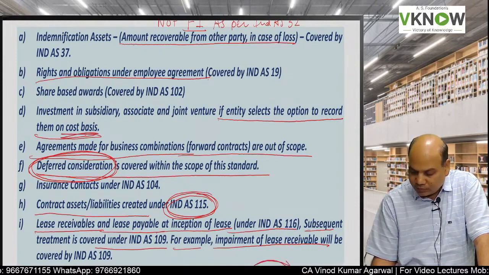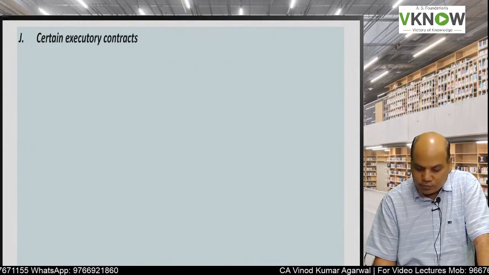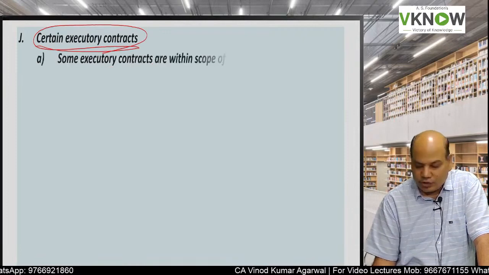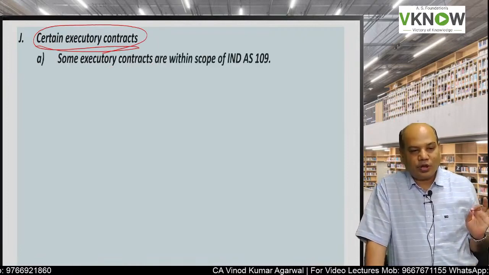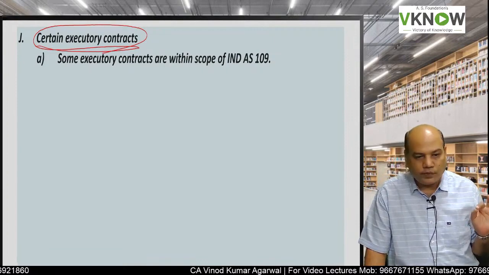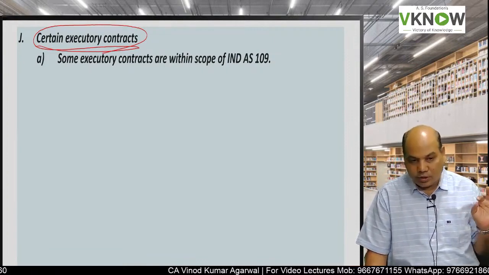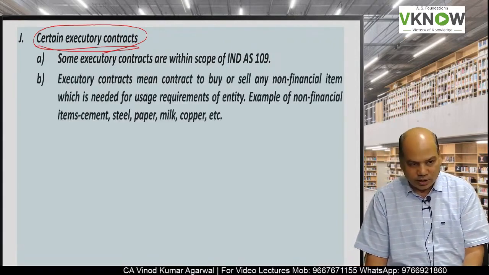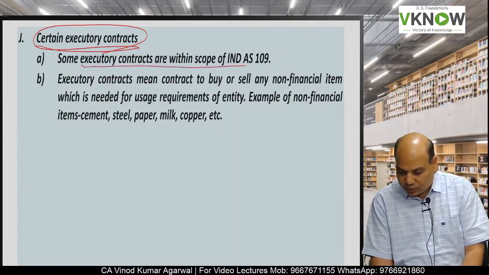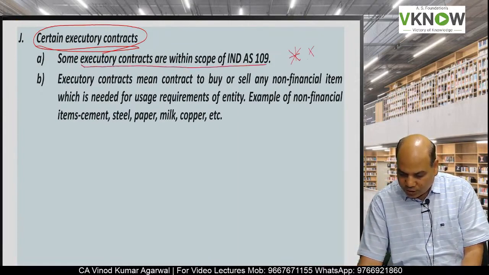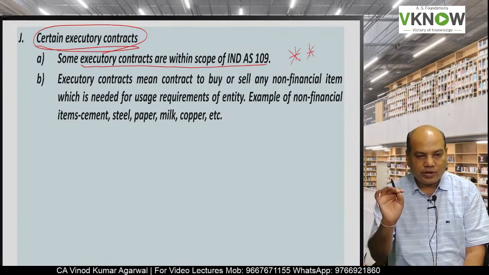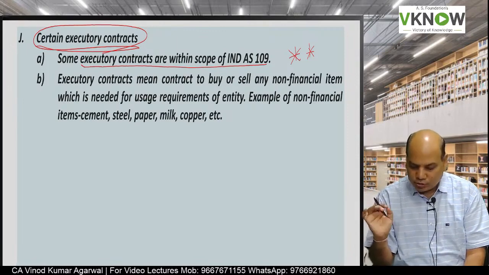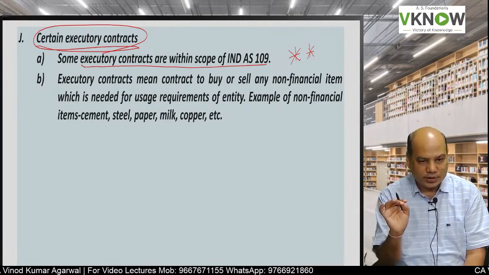Certain loans and financial guarantee contracts will be covered by Ind AS 104. And certain executory contracts, not all executory contracts, some executory contracts are outside the scope of this financial instrument standard, and some executory contracts are within the scope of the financial instrument standard. So there will be a question on this part in the exam, whether this executory contract will form part of the financial instrument standard. So for that I am going to tell you some important hints.